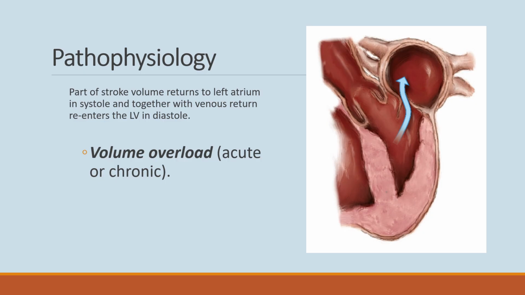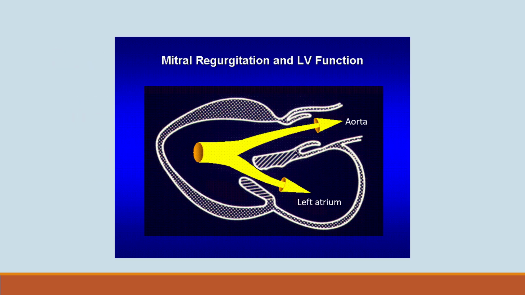So let's talk about the pathophysiology of mitral regurgitation in general. Normally the left ventricle will eject blood into the aorta. Now, when the venous return enters the left ventricle, part of the blood will go into the aorta and part will go back into the left atrium. Also in this diagram, you see it. Part of blood is going into the aorta and part in the left atrium.